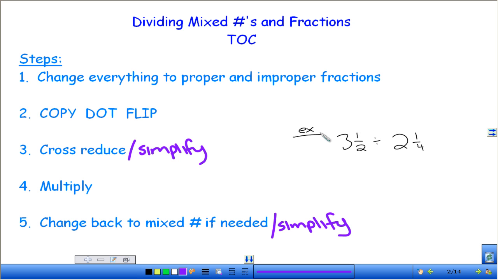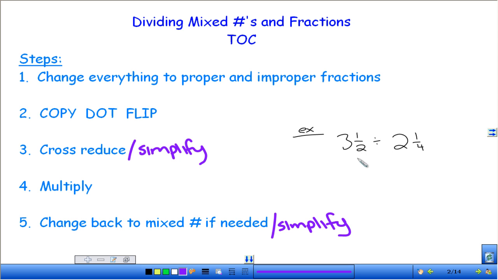So make sure you have this first example written down. This is what we're going to go through together, and we're just going to follow the steps. And then I'll probably do 2, maybe 3 with you guys and have you guys do a bunch on your own. So 3 1/2 divided by 2 1/4.